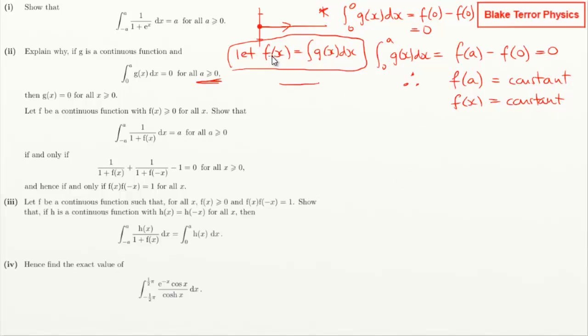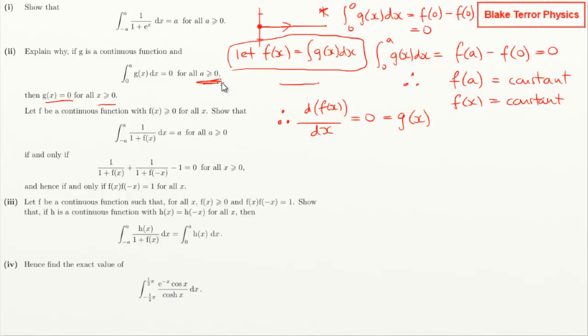And f of x is the integral of g of x. So if I differentiate f of x, I get g of x, which is what I'm after. And f of x is a constant, right? Okay, so there we go. Therefore d f of x by dx equals 0, and that equals g of x.